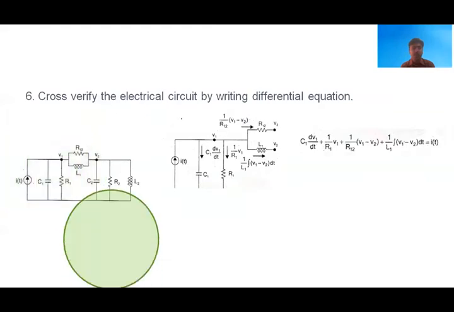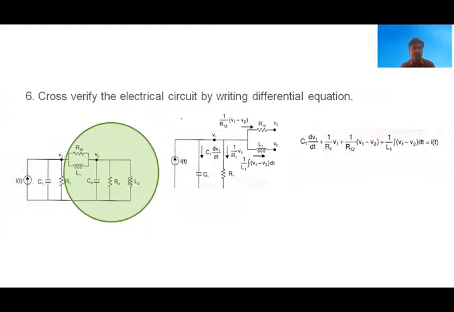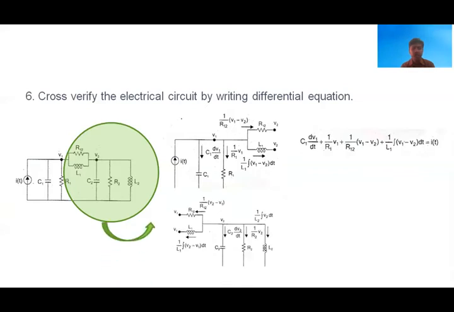Similarly, we'll write the KCL equation at node 2. First we'll separate the circuit at node 2. Here also we have 5 components connected at node 2, V2. Similarly, if you write the differential equation, we will get at node 2: C2 into dV2 by dt plus 1 by R2 V2 plus 1 by L2 integral V2 dt plus 1 by R12 into V2 minus V1 plus 1 by L1 integral V2 minus V1 dt is equal to 0.